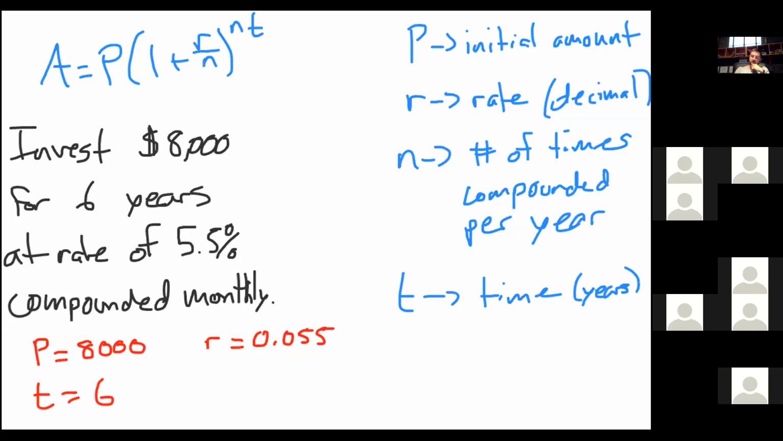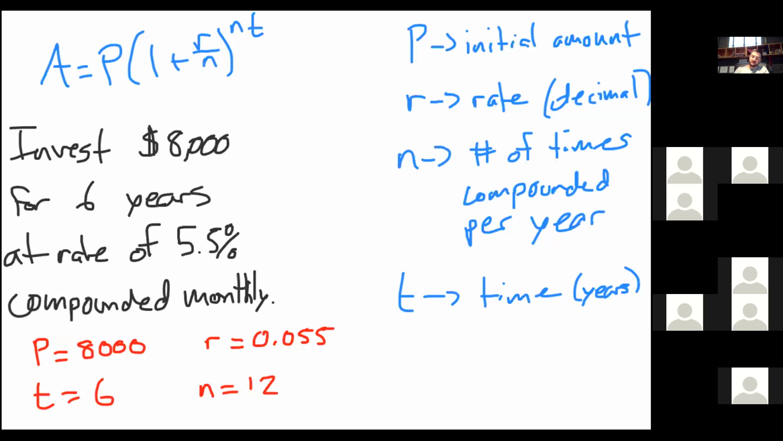And the last thing, and sometimes the most challenging thing, is what the value of N is. Well, we said we are compounding it monthly, which means we're doing it every month for every year. Well, how many months are there in a year? 12. Yeah, 12. So this means that N is going to be 12.